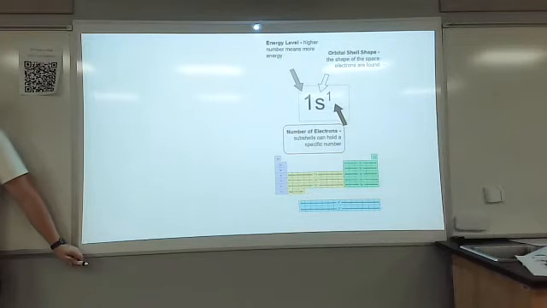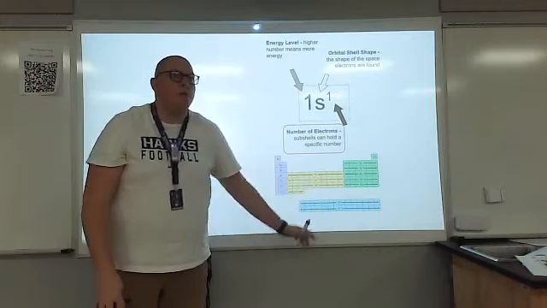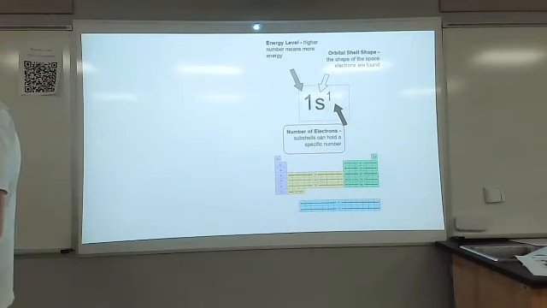You can probably look at it. Check out your periodic table. What do you think the maximum number of electrons the d orbital can hold is? The d orbital. What's the maximum number of electrons a d orbital can hold?